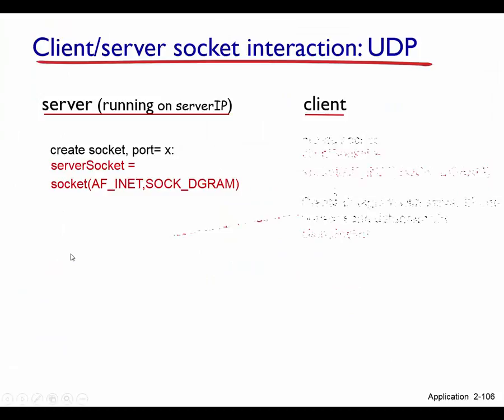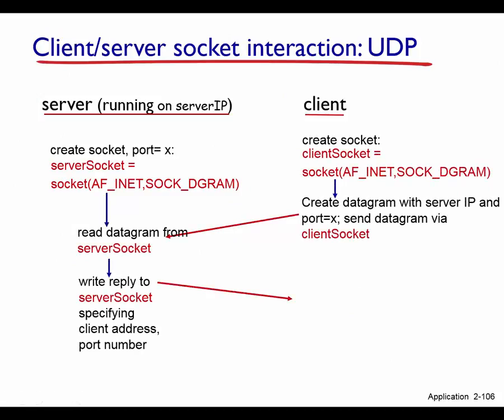Continuing on, the client side, we create our client socket, also defined the same way. We create a datagram with the server IP, going to a particular port which we have defined, like in this case, a user-defined port.